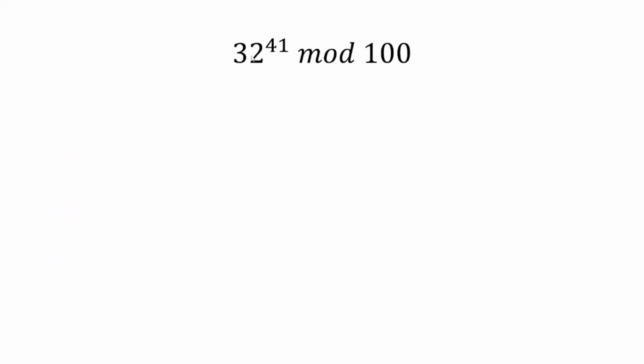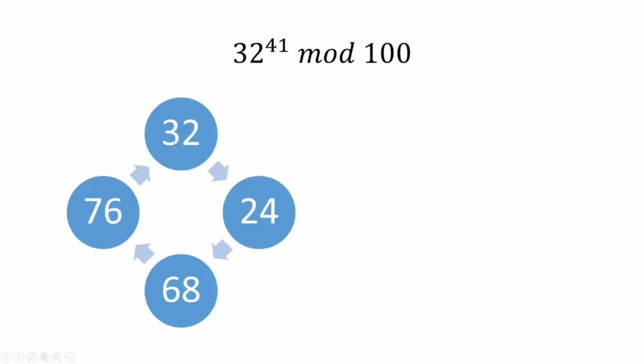The next problem, I have 32 raised to the 41st power mod 100. In order to solve this problem, we have to look at 32, 24, 68, and 76. These are the remainders when I raise it to an exponent mod 100. So the first spot we have 32 raised to the first power. That's congruent to 32 mod 100.